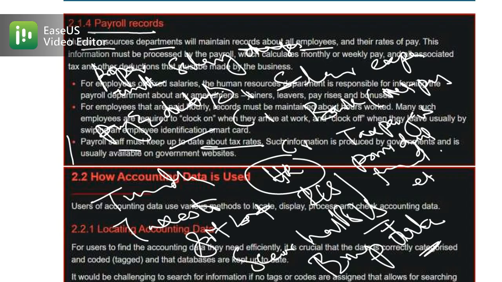So what we have understood about payroll is that HR maintains employee data, pay rates and hours. Payroll uses this data to calculate pay and deductions. Fixed salary is simple, as we have discussed. Hourly pay needs time tracking. Payroll must stay updated on tax laws. And all payroll transactions are recorded in the accounting system. Accuracy, compliance and compatibility are key. Those are the very important things.